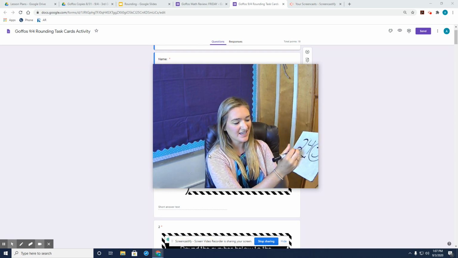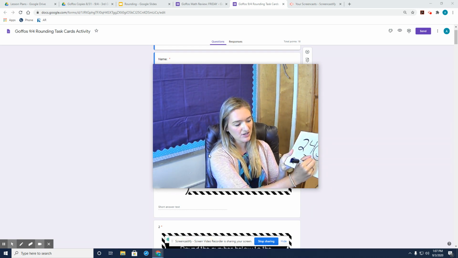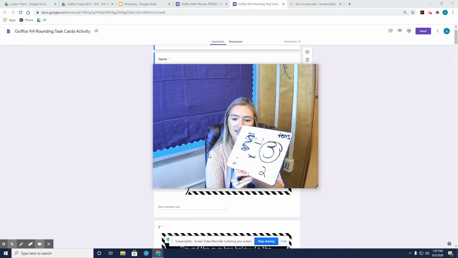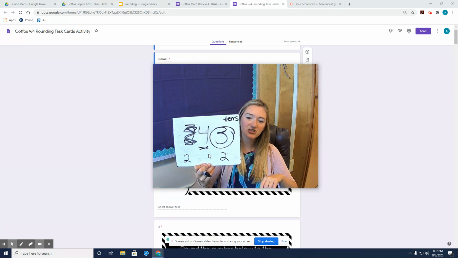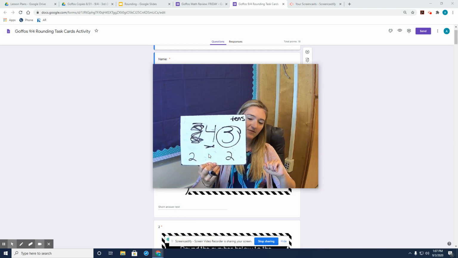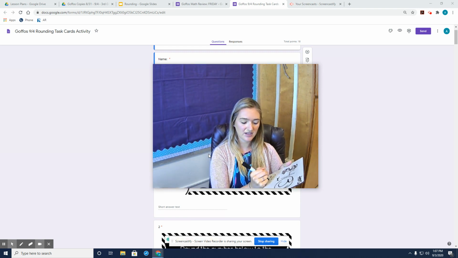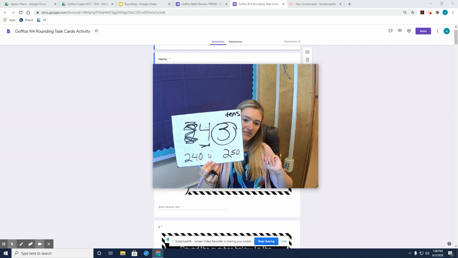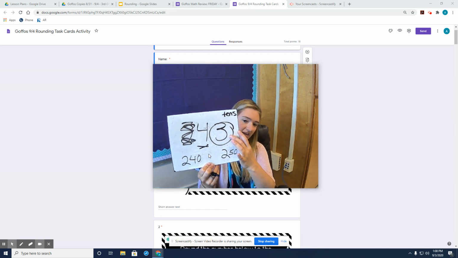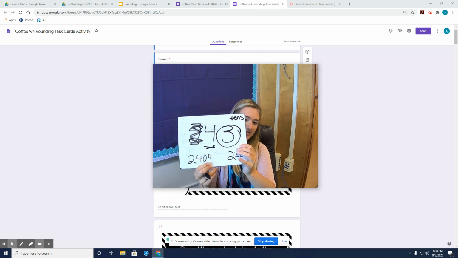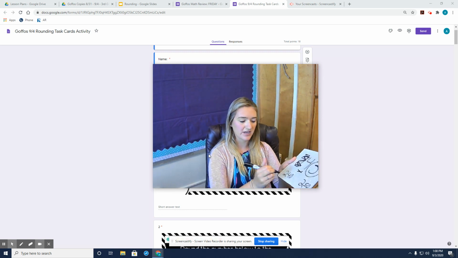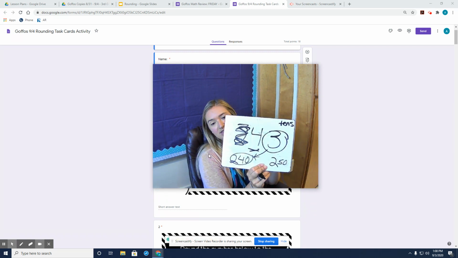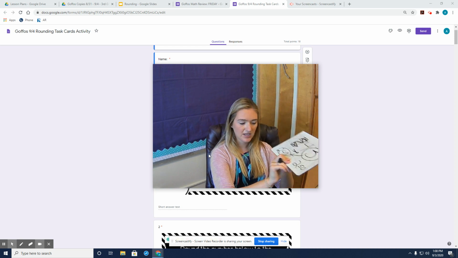We know that 2 is just going to carry down, so I'm going to put a 2 here and a 2 here. And then we're going to forget about that 2, like it's not even there. And now we're just looking at the 43. And 43 falls in between 40 and 50. And then you look at that 3, and that 3 tells me I'm going to go back down to 240. Going to round down. So 243 rounds to 240.